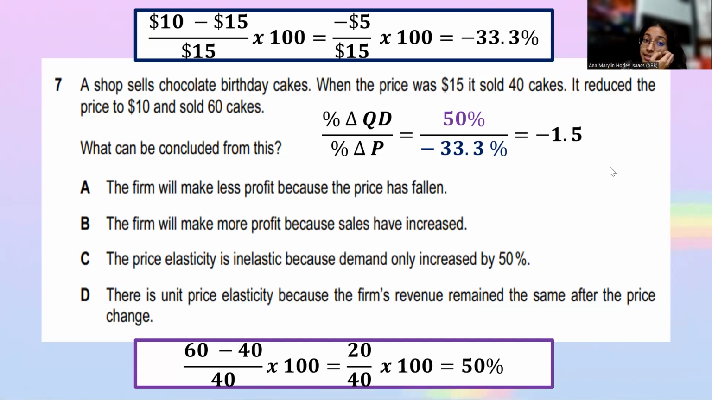The firm will make less profit because the price has fallen. First and foremost, we never discuss profits unless we know the cost. We know the revenue from what they are giving in the text, but we don't know the cost. They have not told us. They're telling you how much they sold the birthday cake for, but how much it cost to make the birthday cake, I don't know. So unless I know that, I cannot legitimately answer the question, the firm will make less profit.